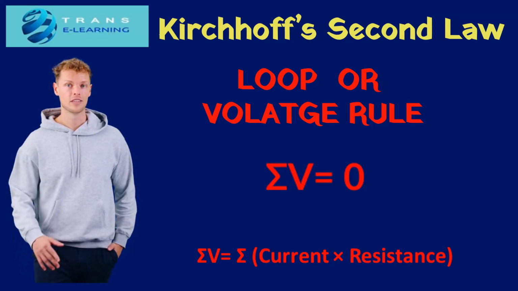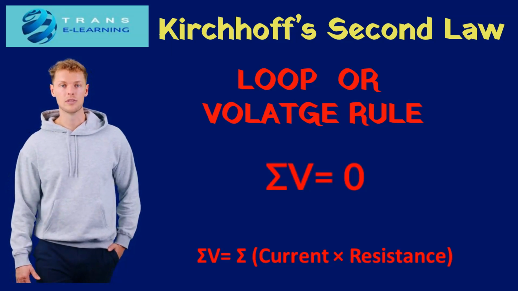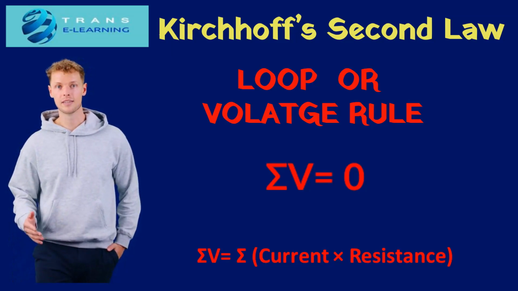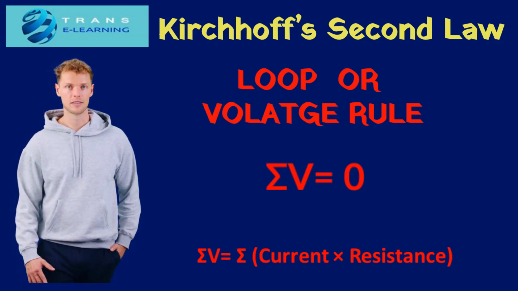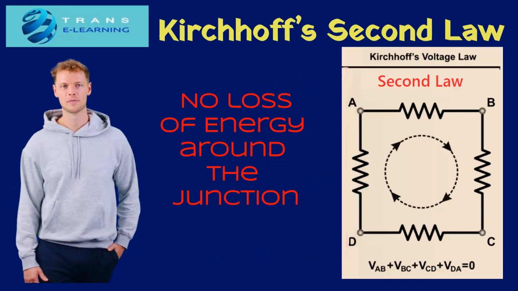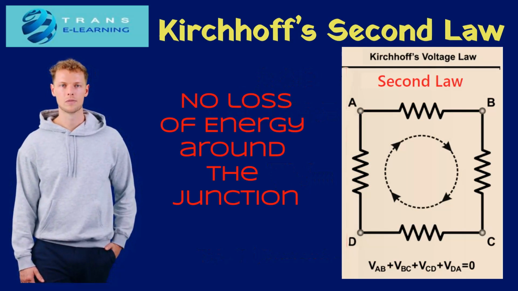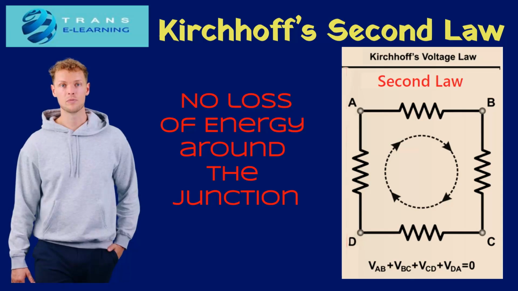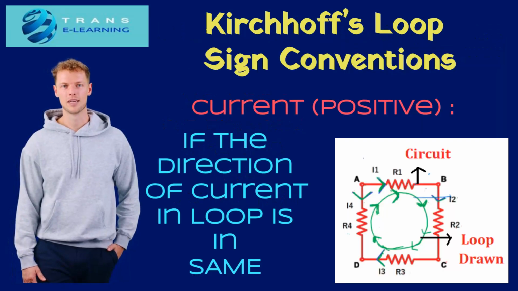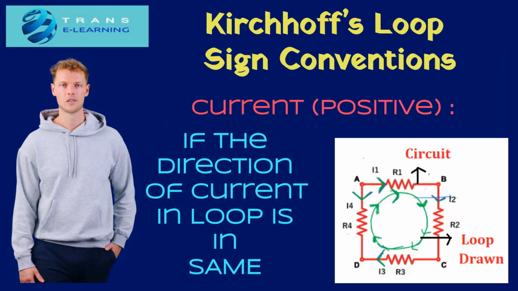In Kirchhoff's second law, the total voltage or EMF around the junction is equal to the sum of products of current and resistance of all the loops. This law is in accordance with the law of conservation of energy, which means that there is no loss of energy around the junction. Now let us understand how to form a loop and give sign to a current.